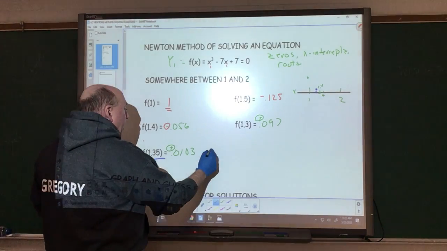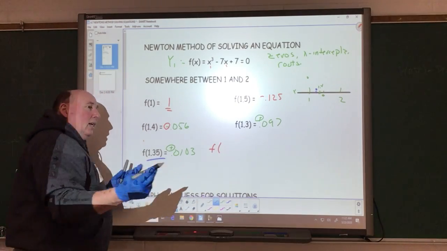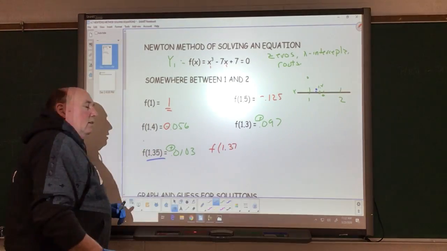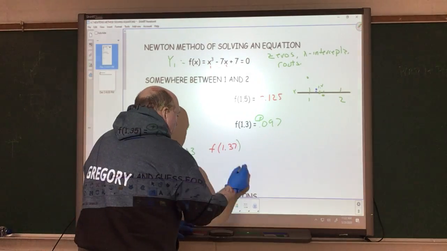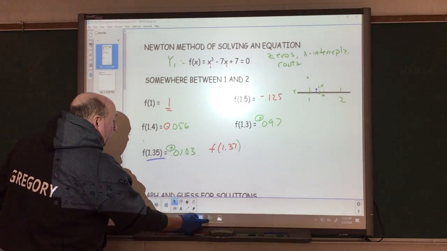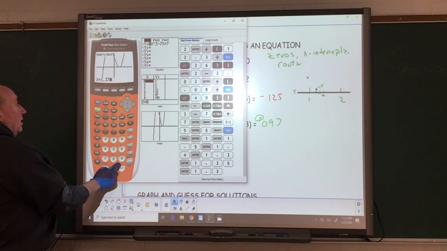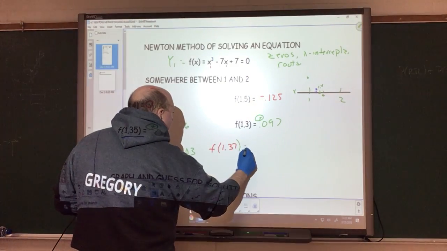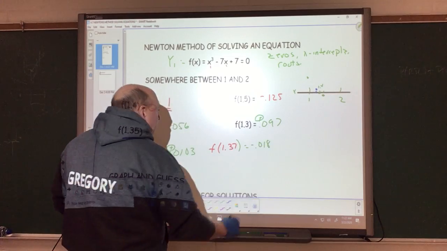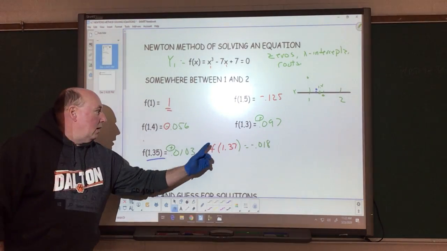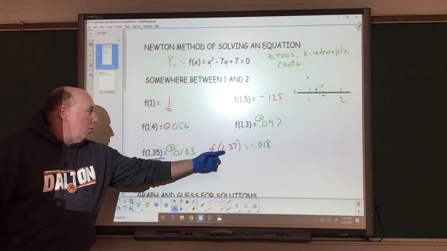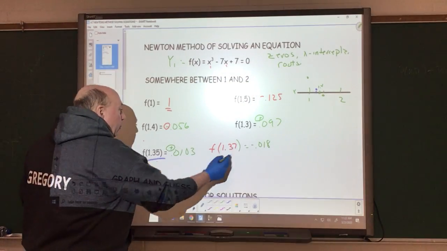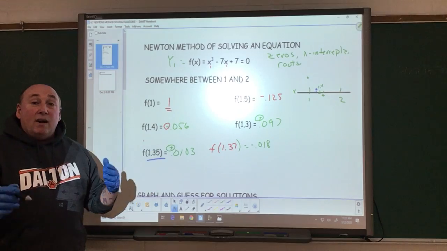So let's just go ahead and try to find another value. You pick any number that you want. Let's go 1.37. Let's see what happens at 1.37. At 1.37, I get a negative 0.018. So between 1.4 and 1.37, I'm negative on both of them. But between 1.35 and 1.37, I got one positive, one negative. So I have to be somewhere in between.